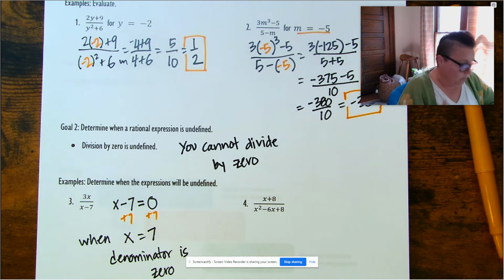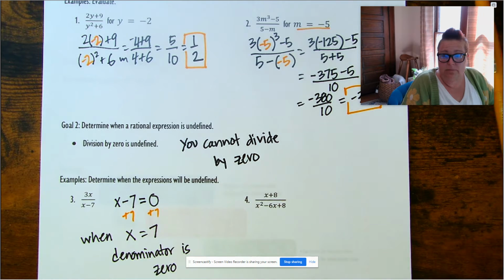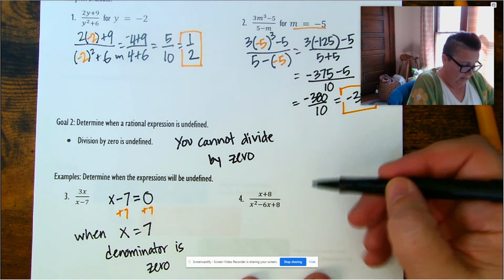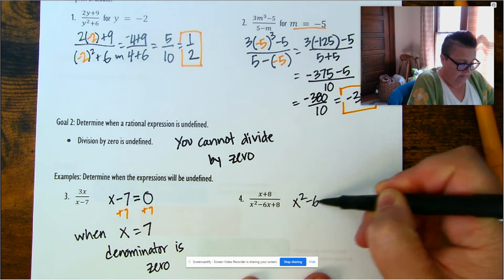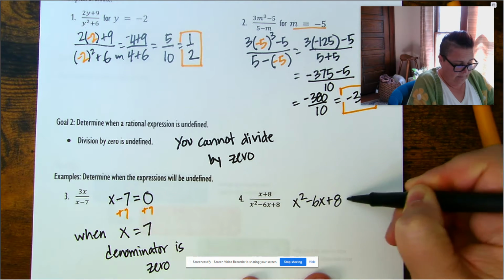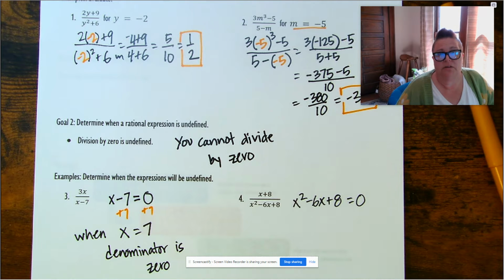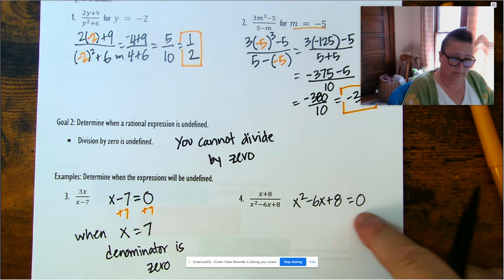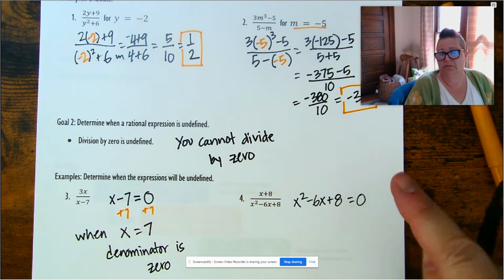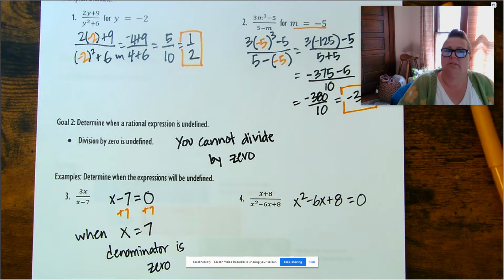Okay, so what about number 4? Well, in number 4, we have a quadratic here. We've got x squared minus 6x plus 8 equal to 0. When all of that is equal to 0, the expression will be undefined. So I need to determine, based on this equation, what values of x will zero this out. This is everything we did in chapter 6. This is that whole factoring and solving piece. So it's coming back into play here in chapter 7.